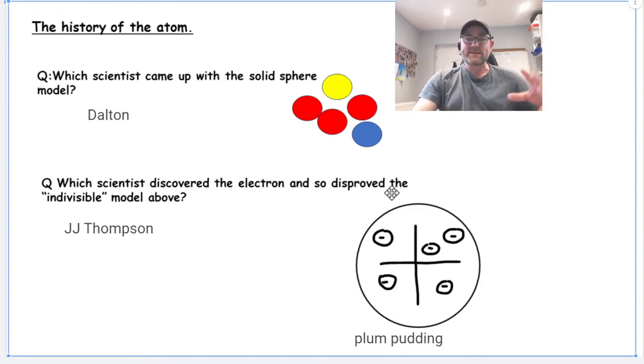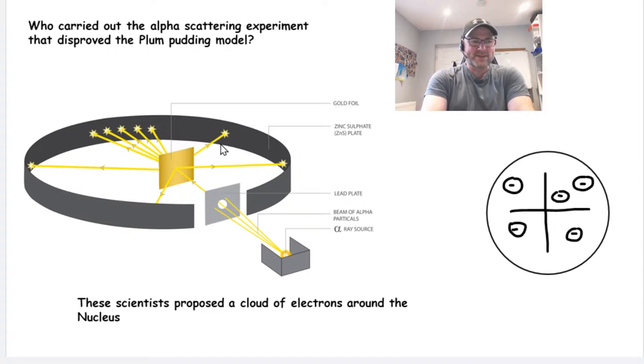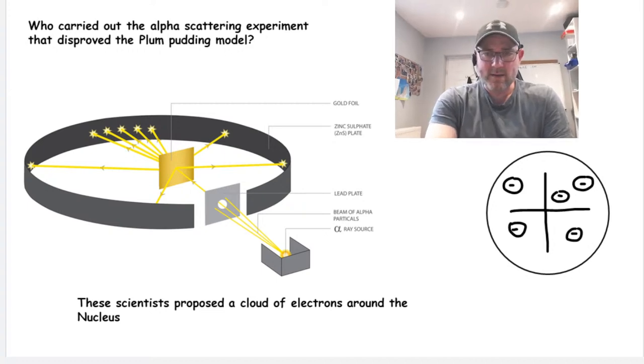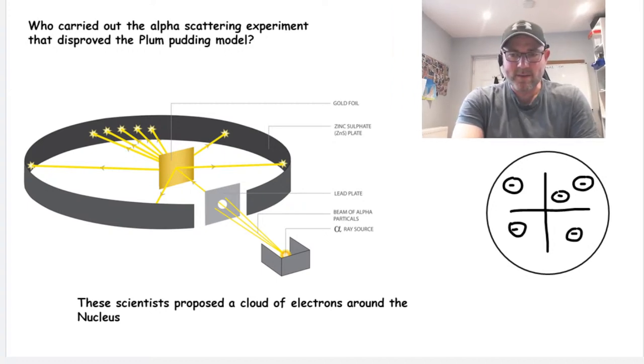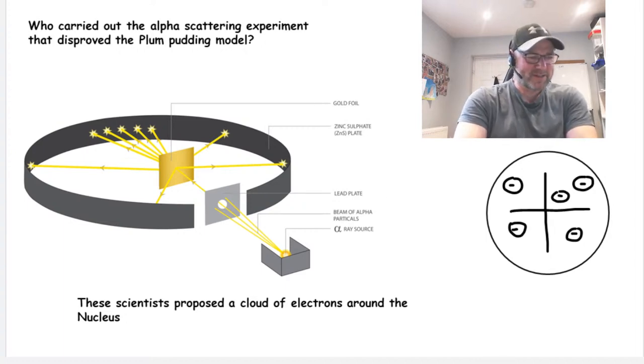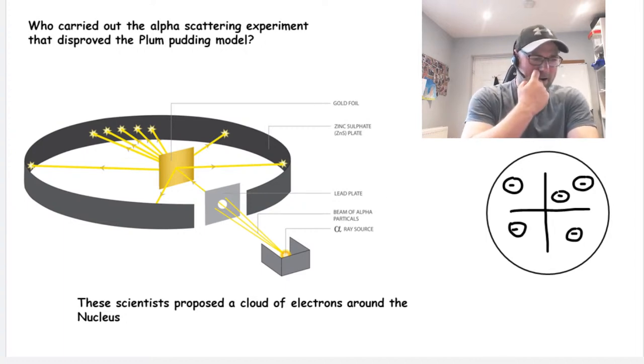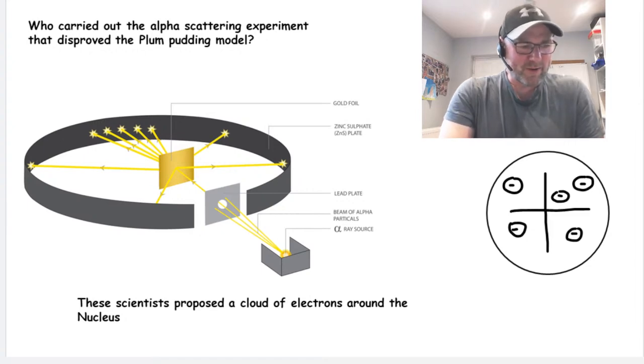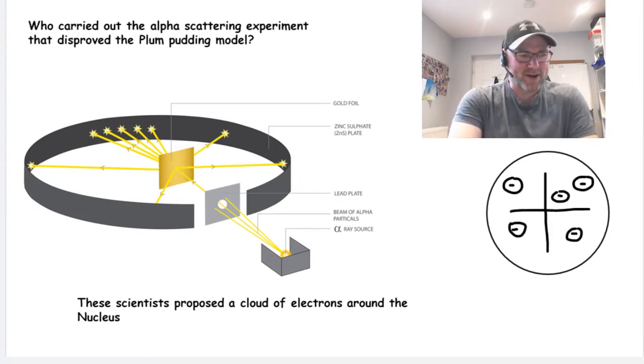Of course, the plum pudding is that it's a sphere of positive charge with electrons studded within. Who disproved the plum pudding, guys? Absolutely. Who said Rutherford? Gabby did, and RQNR did. Well done, guys. That's right.